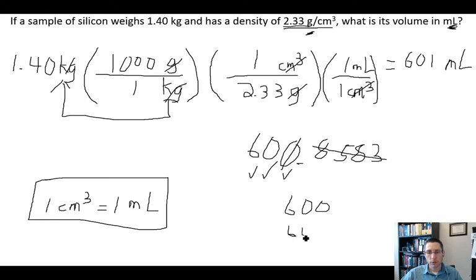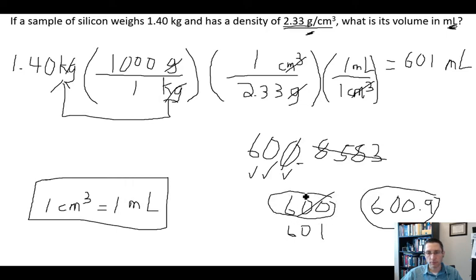601 might have been a choice. 600.9 might have been a choice. So if you thought there were 4 sig figs, you might have circled this one and been wrong. If you knew there were 3 sig figs but did the rounding wrong and circled this one, you'd be wrong. It's only this one that applies the rules of rounding and sig figs. So yes, we always need to consider sig figs in our final answer.